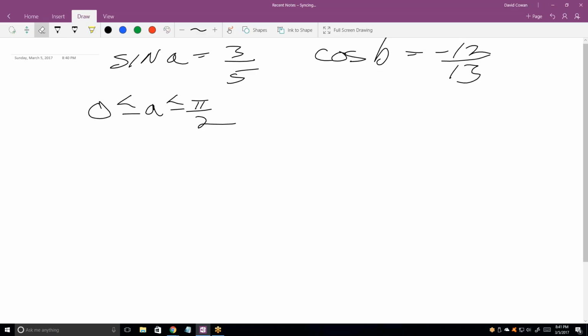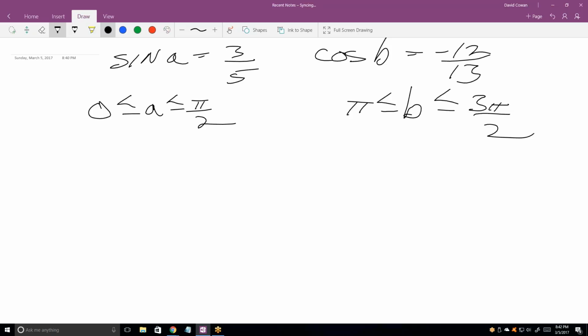Oh, let me write this again here. For some reason, I can't even think about it unless I write it like this. Is this what you meant? Yes, yes. Okay. And what do they want to know? Cosine of A plus B and tangent of A minus B.